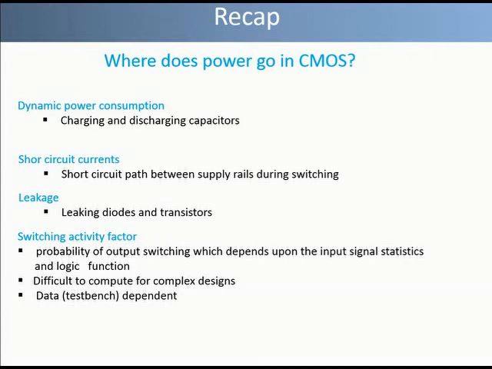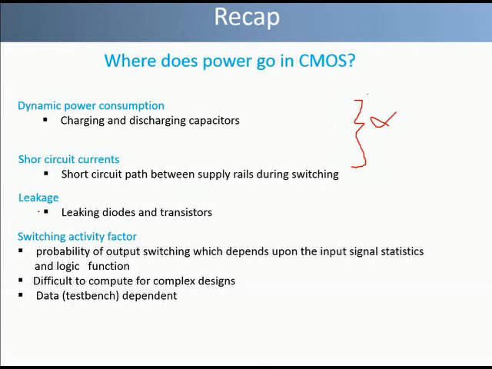So let us recap the whole thing that we have discussed in this module. There are three sources of power consumption in CMOS design. Number one is the dynamic power consumption, and it is due to the charging and discharging of the load capacitor. Second is the short circuit power consumption, and this is due to a direct path between VDD and ground occurring due to finite fall and rise time of the input signal. Both the first two components are dependent upon the switching activity alpha.